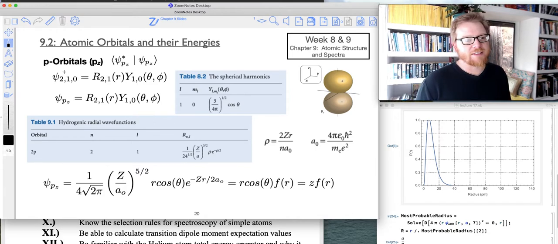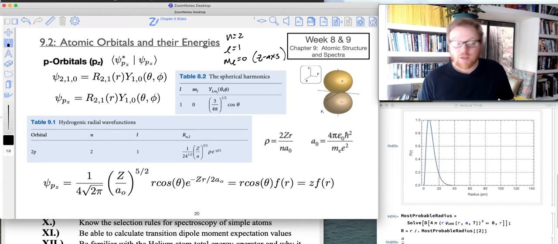So remember, we've got psi 2, 1, 0. So n is equal to 2. L is equal to 1. And now specifically, we're going to look at ML equals 0. And I'll remind you that ML equals 0 is special for the z-axis. So by definition, when we look at psi 2, 1, 0, we're looking specifically at PZ.